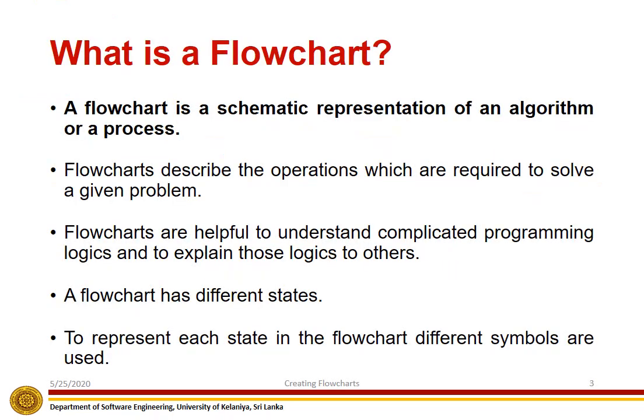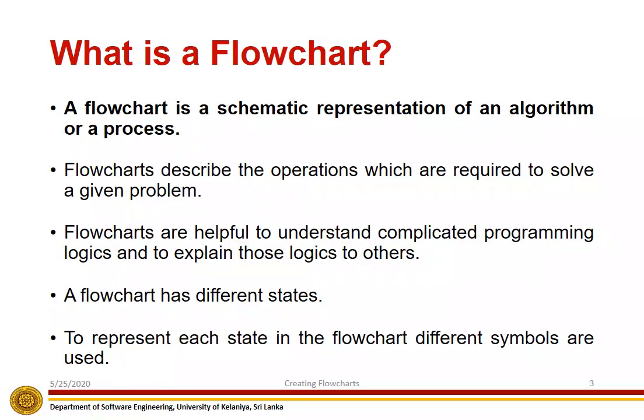What is a flowchart? A flowchart is a schematic, or we can say diagrammatic, representation of an algorithm or a process, using special symbols to replace the actual pictures. A flowchart is a visual representation of the sequence of steps and decisions needed to perform a process. It means a graphical way of showing an algorithm. Flowcharts describe the operations required to solve a given problem, and they are helpful to understand complicated programming logic and to explain that logic to others.